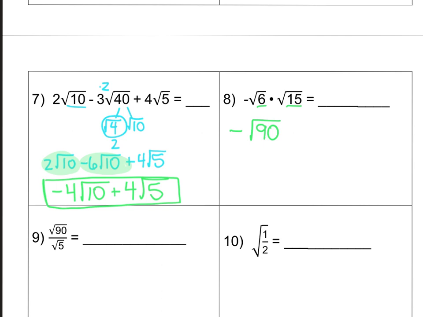Now I need to think, can I break down 90 into anything with a perfect square? And I can. I can break it into the square root of 9 and the square root of 10. We know that the square root of 10 can't be broken down, but the square root of 9 simplifies to 3. That 3 would come out, but don't forget that that negative is still there. So it's like a negative 1. So negative 1 times 3 would make negative 3. We still have that 10 inside the radical. And that's all we can do to simplify number 8.